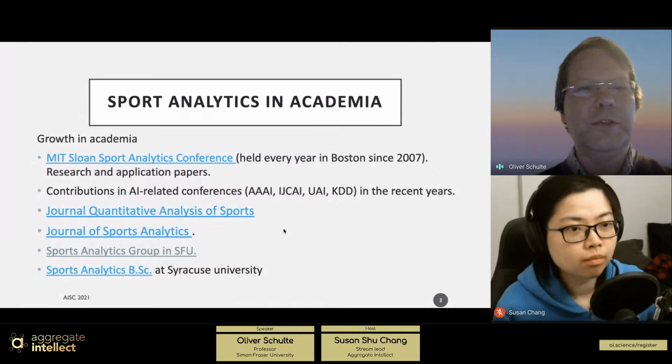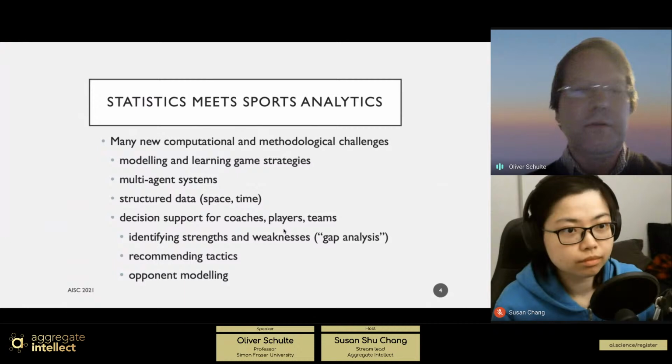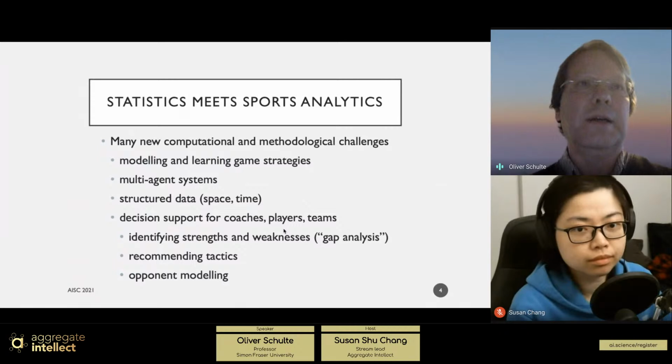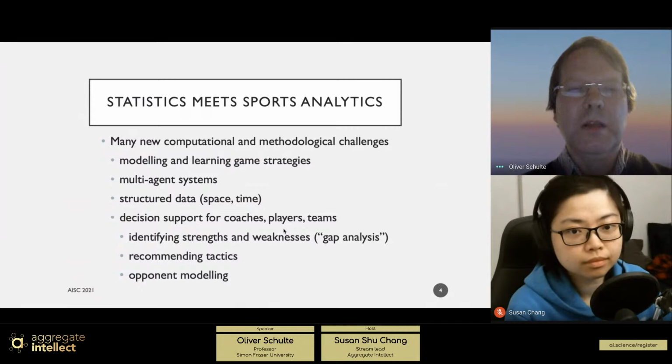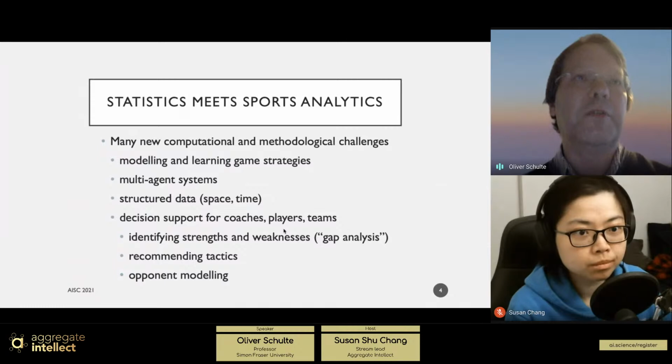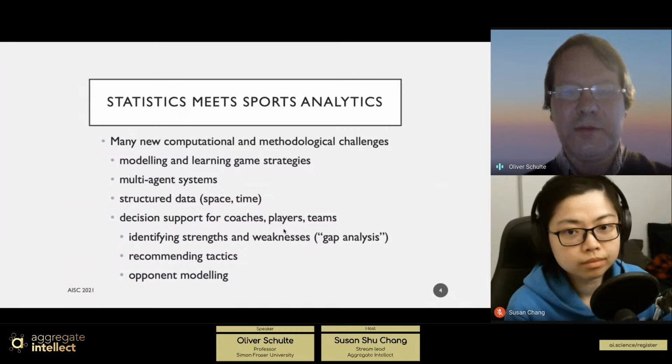From a statistical point of view, there are a number of really interesting and novel challenges if you're used to more traditional classification, regression type of framework. So modeling and learning game strategies, multi-agent systems, right? We have lots of different agents interacting with each other. Highly structured data, so everything is happening in time and space. So if you work on stochastic processes, then this is actually a dream application area.